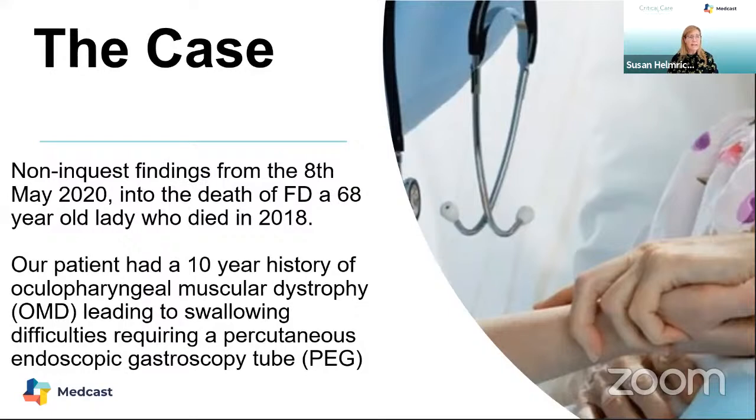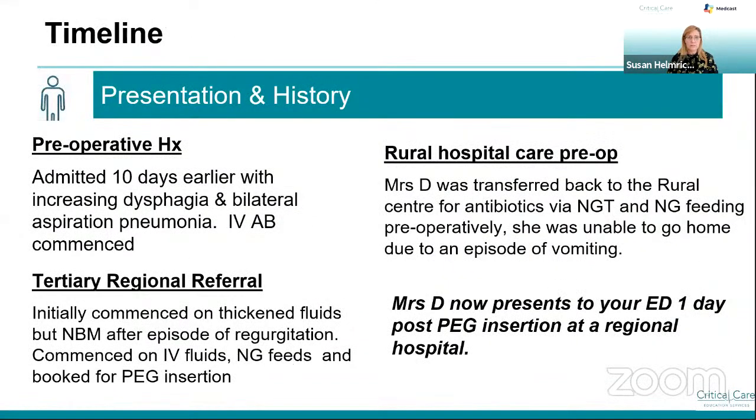So our patient had a 10-year history of oculopharyngeal muscular dystrophy, and this led to swallowing difficulties that required her to have a PEG tube placed for feeding purposes. All right, so we'll just look at the timeline of events now.